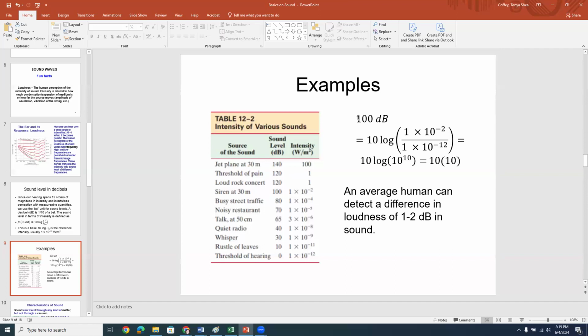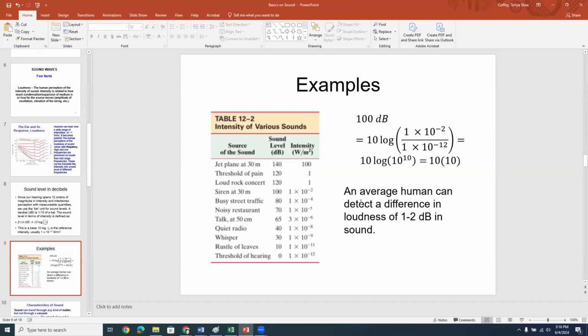Well, here you have beta, which is 100 decibels, and that's equal to 10 times the log of 1 times 10 to the minus 2 watts per meter squared, divided by 1 times 10 to the minus 12 watts per meter squared. Now, when you do 10 to the minus 2 divided by 10 to the minus 12, you get 10 to the 10th. And this is a base 10 logarithm. It's not a natural log, it's a base 10 log. So when you take the base 10 log of 10 to the 10th, you get 10. And then you have the 10 out front times the 10 inside, and that gives you 100. So that's how that works. So 100 decibels is 1 times 10 to the minus 2 watts per meter squared.